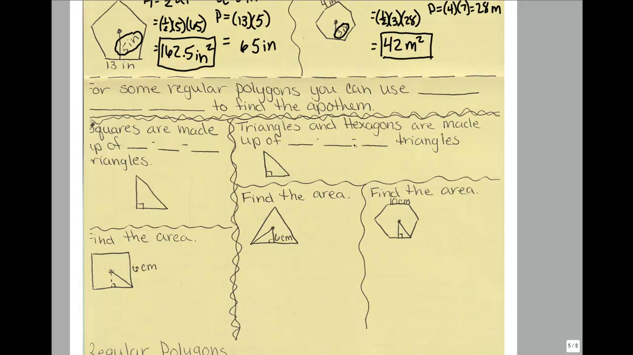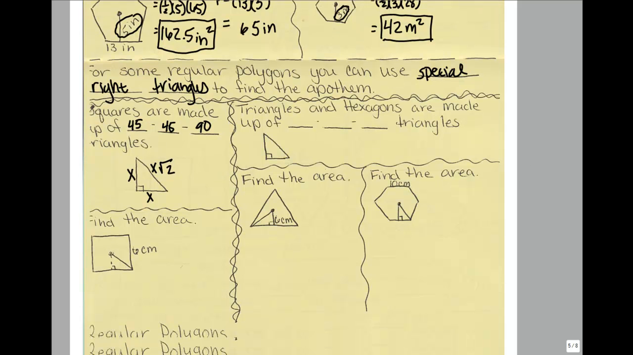For some regular polygons, you can use special right triangles to find the apothem. Squares are made up of 45, 45, 90 triangles. So remember, on 45, 45, 90, the legs each have the same length, and the hypotenuse is whatever the leg is times the square root of 2. So we're going to use this to find our apothems.